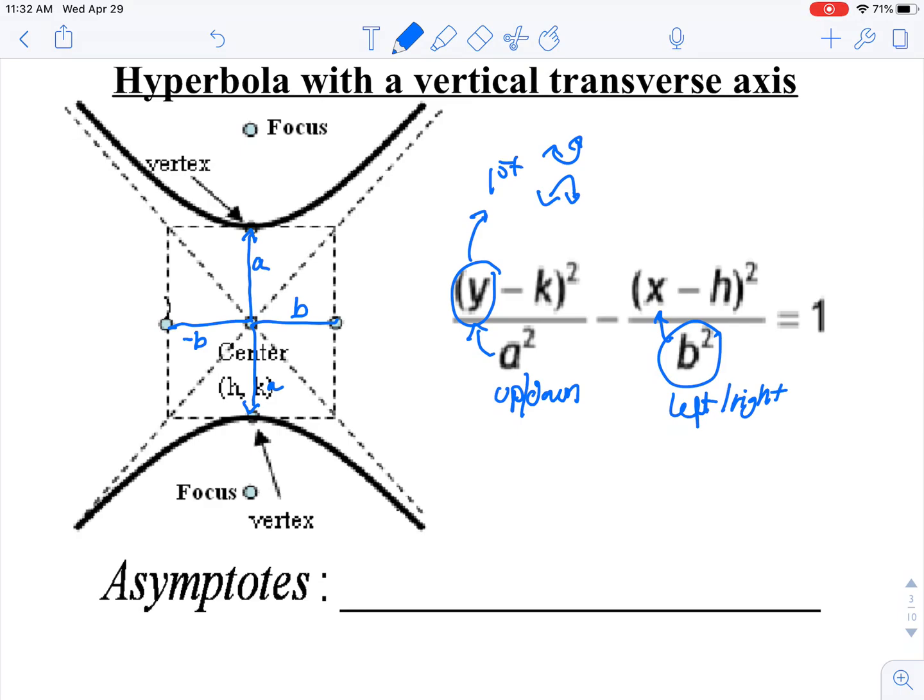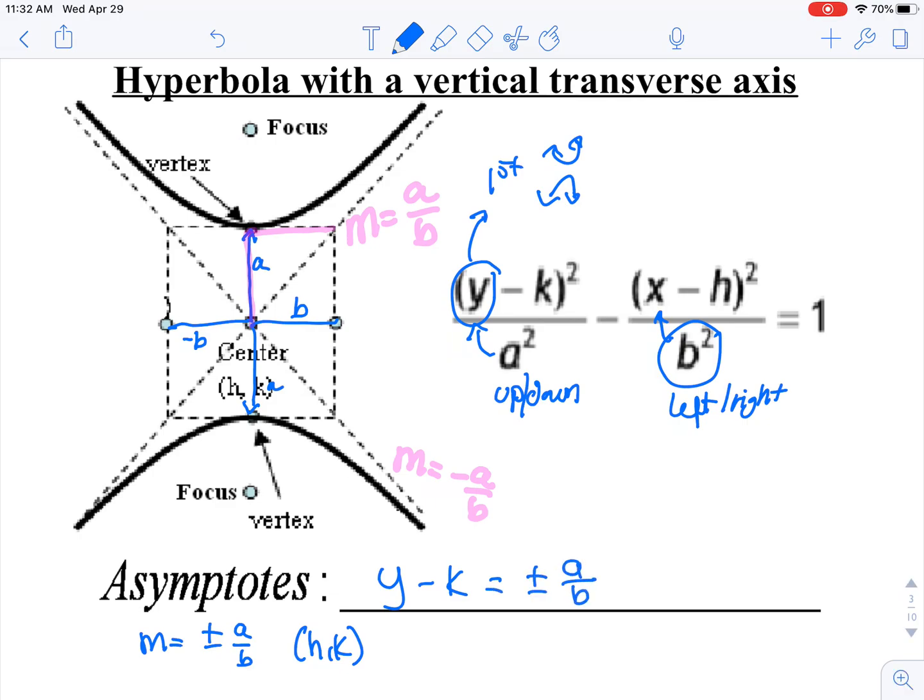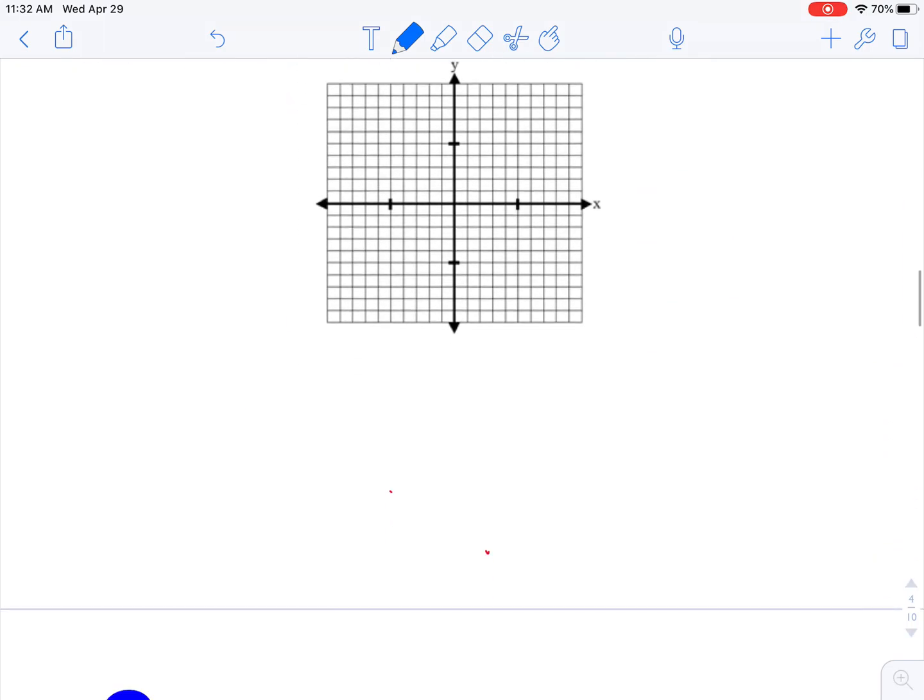But the key is think about your slope when you're writing your asymptote, because this time, since we went up A and right B, our slope now is A over B, not B over A. And the slope of this one is negative A over B. So when we go to write our asymptotes, our slope could be a positive or a negative A over B. We're still going through that center point, (h, k). So our equation for this asymptote would be y minus k equals positive and negative A over B times x minus h. Okay, so now looking at a couple of examples.